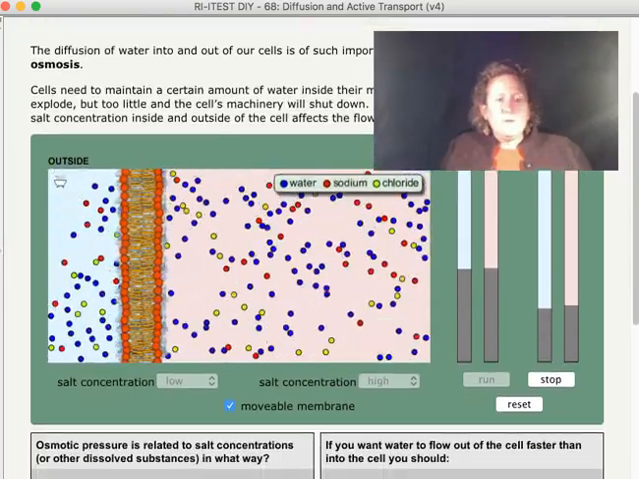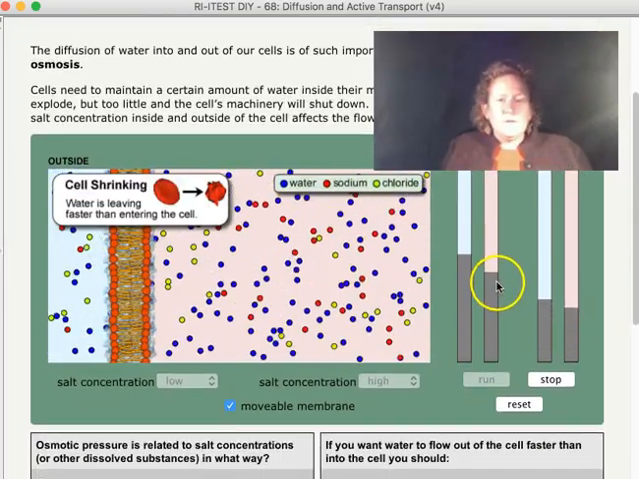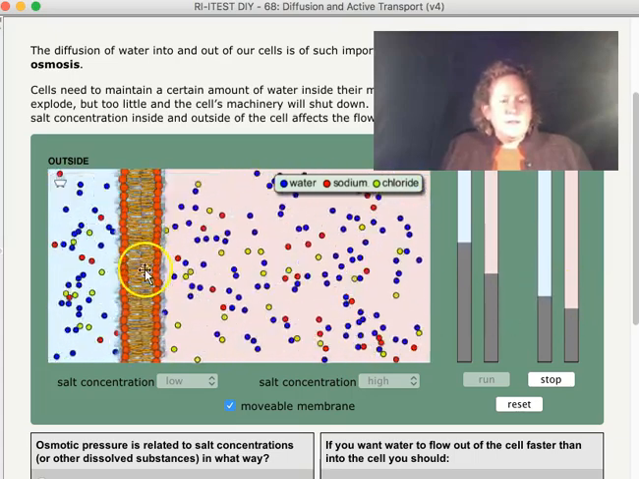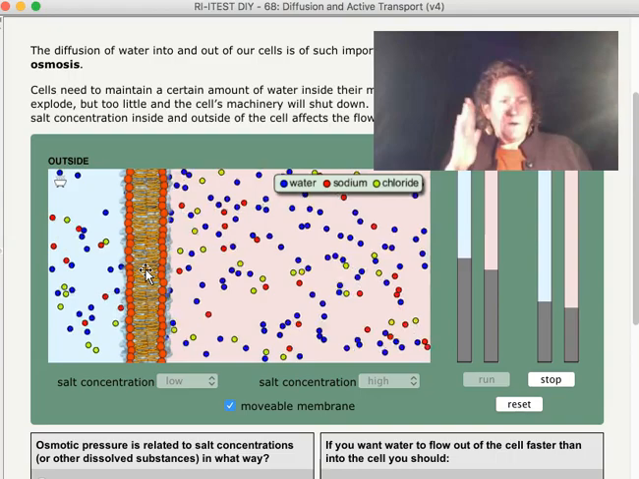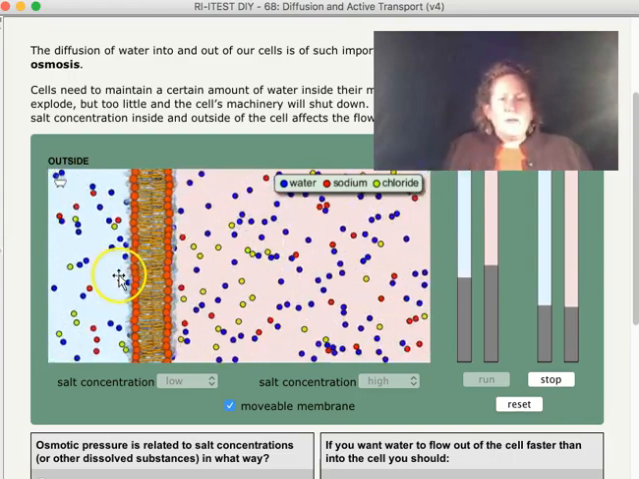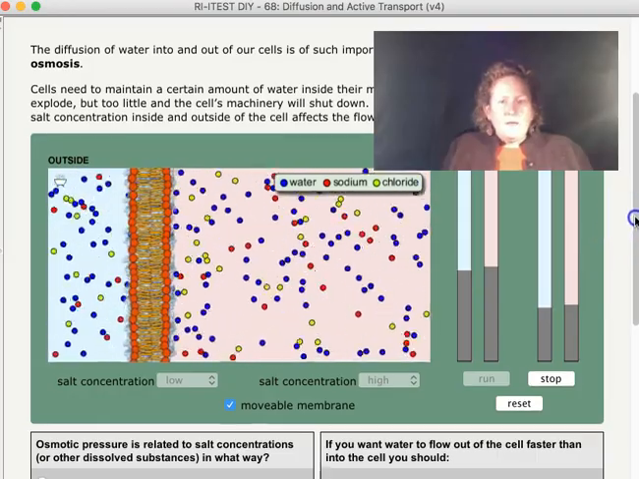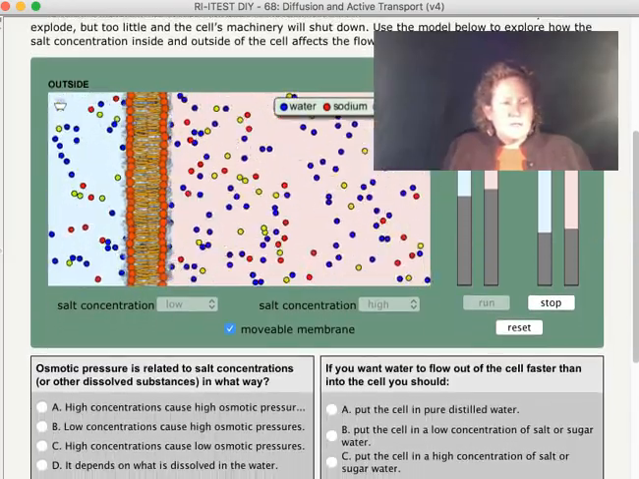When it gets to equilibrium, so these are equal, the pressure is equal, and the concentration is equal, you can see that the membrane is just hovering where it is. As much water is going out as it is coming in. So let's go and look at the next question.